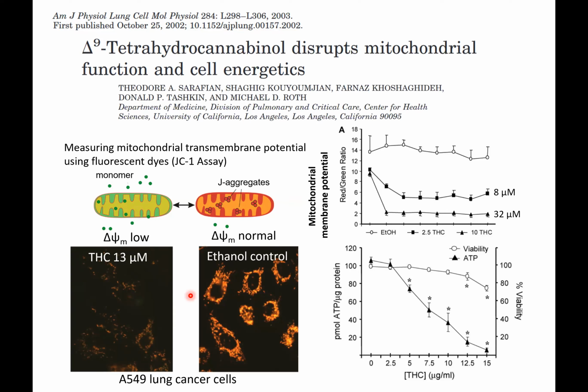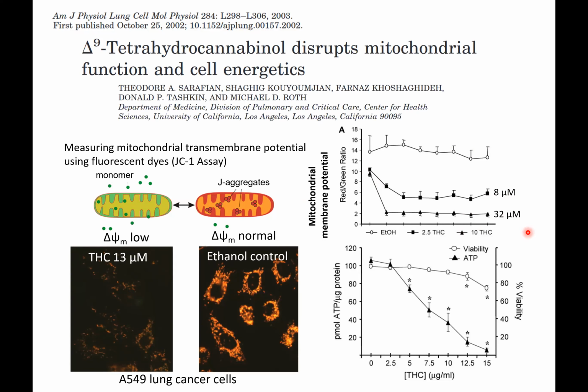So for instance, here in the ethanol control, there are normal aggregates going on. So the delta psi, that's the intermembrane potential, which is a measure of the mitochondrial activity, is normal. And here in the THC at 13 micromolar, you can see that the mitochondrial membrane potential is lower, and we'll explain in the next slide how that works. You can see here's the quantitation. Here's the normal one with the vehicle control, and here's 8 micromolar and 32 micromolar of THC. You can see that the membrane potential is greatly reduced.